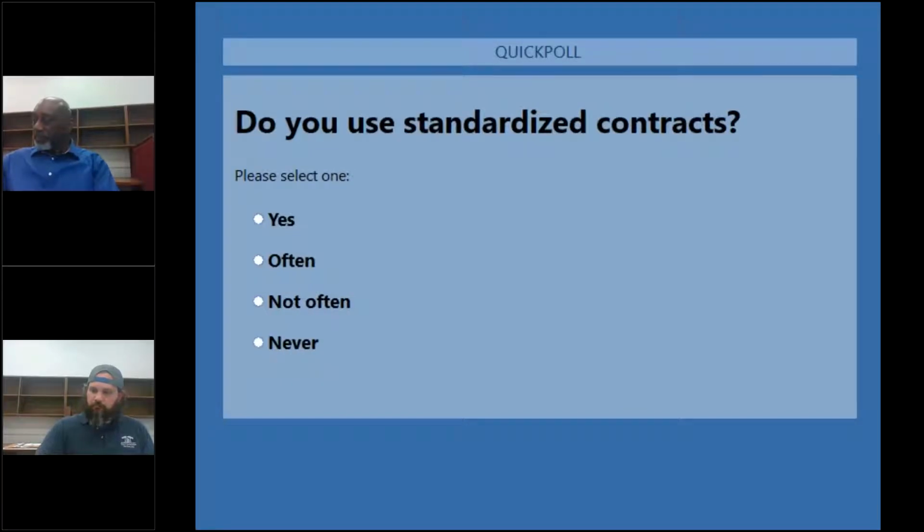It's launched. The second poll question is, do you use standardized contracts? Our participants can select from yes, often, not often, or never. And they're voting quickly again. It's nice to have an audience that's so engaged in the topic.